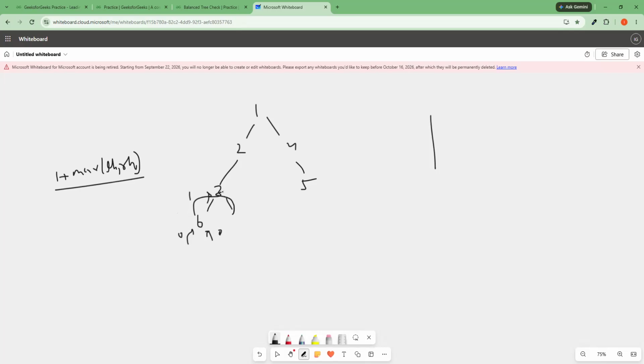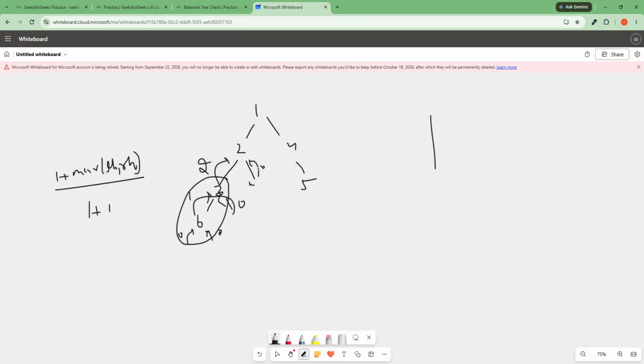The right subtree is null, so it will return a height of 0. It will check 1 minus 0 is less than or equal to 1. We are good here. And it will return 1 plus the maximum of 1 and 0, that is 1. So it will return 2. What the 2 is saying is that the height of this tree is 2, that is 3 and 6. But here a null node is present, which will return 0.